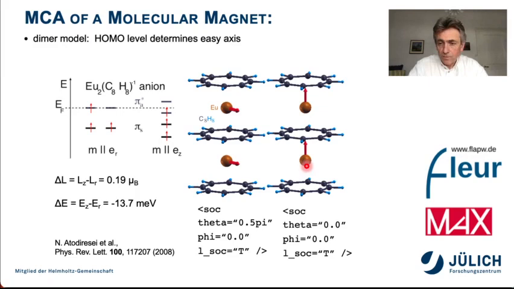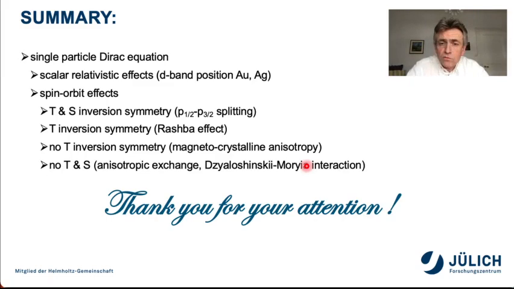So let me summarize the most important points that I wanted to show you. We have started with the Dirac equation and arrived from that at both scalar relativistic effects, that we have seen in the d-band position of gold and silver, and spin orbit coupling effects. And there we looked at non-magnetic, time reversal symmetric systems, and we have seen this splitting of states in germanium in the case with inversion symmetry, and without inversion symmetry we have seen this example of the Rashba effect. And in magnetic systems, so without time reversal symmetry, we have seen that we get the magnetocrystalline anisotropy. And if inversion symmetry is missing, then we also get this Dzyaloshinskii-Moriya interaction.